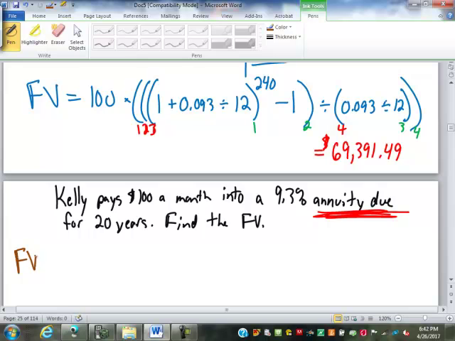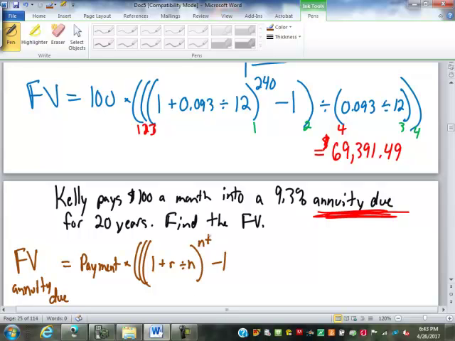The future value for an annuity due is equal to the payment amount times 1, 2, 3. This first part's going to look very, very familiar. 1 plus R divided by N, power of NT, minus 1, close parentheses. So far, that shouldn't be any big surprise.